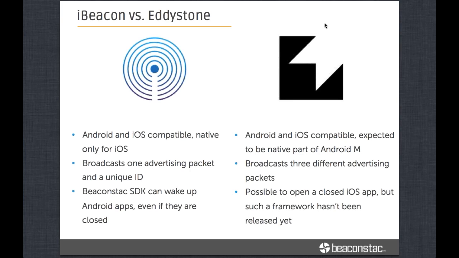So with an iBeacon, you can broadcast a single advertising packet, which has a unique identifier. That's pretty much it. There are no multiple types of packets. I'll get to this in a minute. Of course, when we said it's native only on iOS, what we really meant to say is that Apple doesn't do anything to support it on Android devices. But that being said, Android is something you can use. Android devices are perfectly compatible with beacons that are sold in the world today, including our beacons.